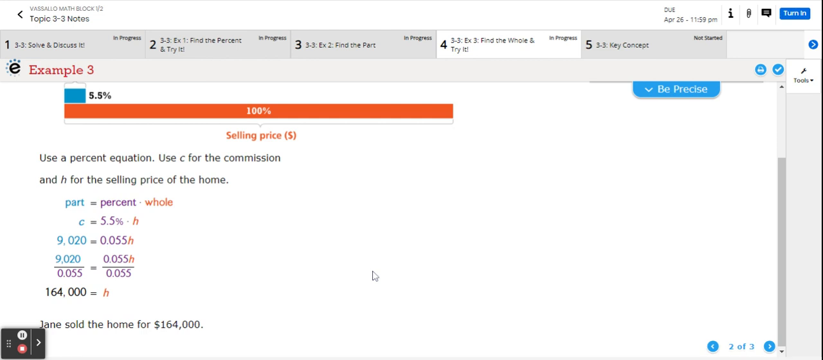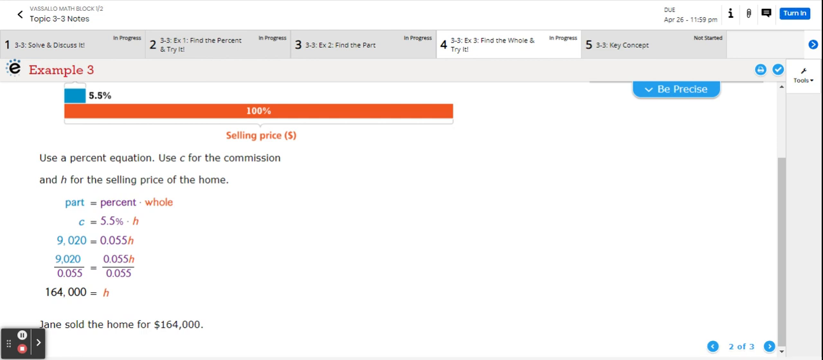Your equation does not change, so it's still part is equal to the percent times the whole thing. So her commission is the part, and that's going to be equal to 5.5% times the price of the home. We know that the commission is $9,020. And remember, you do have to convert that percent into a decimal.